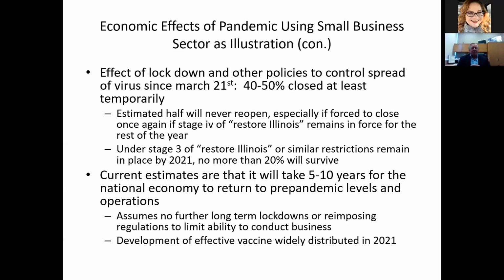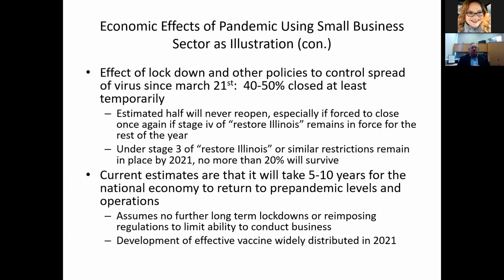Now, why is this important? First of all, current estimates are that it's going to take 5 to 10 years for the national economy to return to pre-pandemic levels of operation and conditions of employment. But this is based on 2 assumptions. The first of which is that there are no further long-term lockdowns or reimposing of regulations that limit the ability to conduct business. That is, if you're now allowed to open to serve customers inside, you will continue to be allowed to do that. That won't be taken away. If it is taken away, then the number of businesses that close permanently will rise.